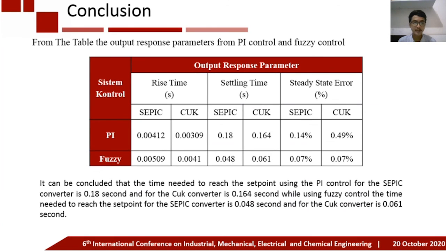Conclusion. From the table, the output response parameter from PI control and fuzzy control. It can be concluded that the time needed to reach the set point using the PI control for the Sepic converter is 0.18 seconds, and for the CUK converter is 0.164 seconds. While using fuzzy control, the time needed to reach the set point for the Sepic converter is 0.048 seconds, and for the CUK converter is 0.061 seconds.